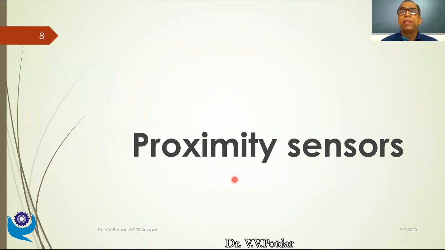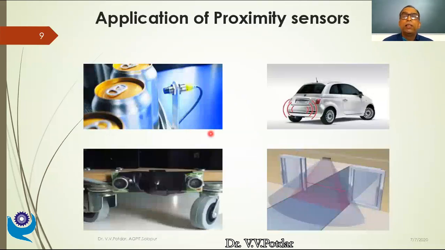Now, what are the situations wherein we'll require proximity sensors? These are the 4 situations I've shown here. These are not beer cans, but soft drink cans. If I want a counter, when these cans come in the path of this proximity sensor, it will generate a pulse, so that it can count the number of cans that have traveled.